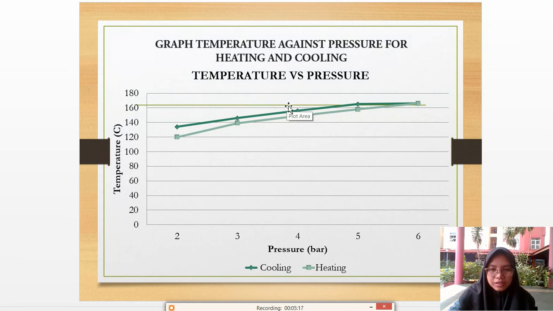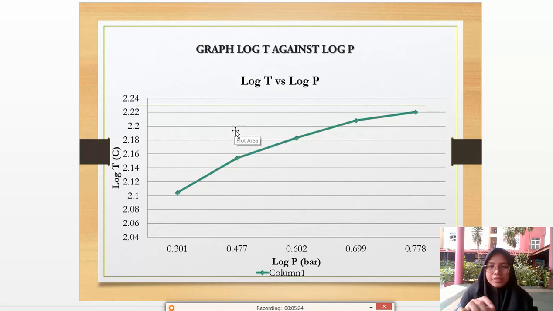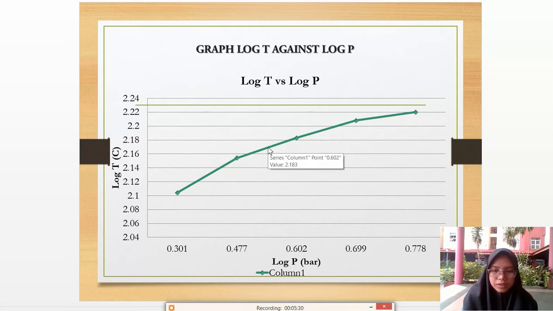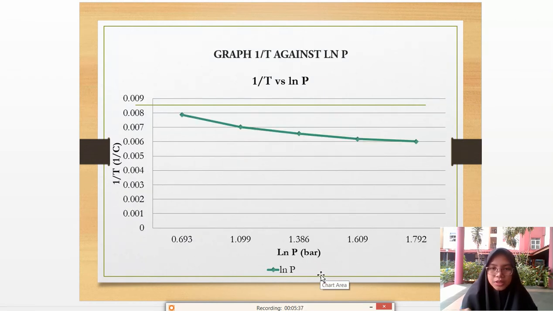This line is for the cooling part, and this one is the heating part. Then this is the graph, which is log T versus log P. We get the log P and log T from the table above. So this is the graph for 1 over temperature versus ln P. So ln P is on the horizontal part and 1 over T is on the vertical part.